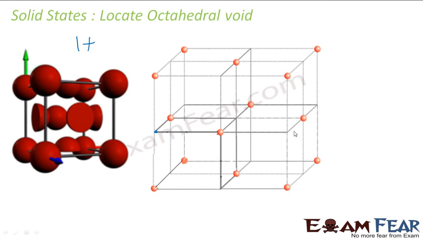Also, if you observe, there are 12 edges: 1, 2, 3, 4, right? 4 on this side, 8, 9, 10, 11, 12. You can count here also: 1, 2, 3, 4, 5, 6, 7, 8, 9, 10, 11, 12. Right? The 12 edges. Now, each of these 12 edges is actually surrounded by 6 atoms. So, let's take this edge now. This is surrounded by 6 atoms. 3 from this same unit and 3 from the other unit. Let me zoom this. If you see here.